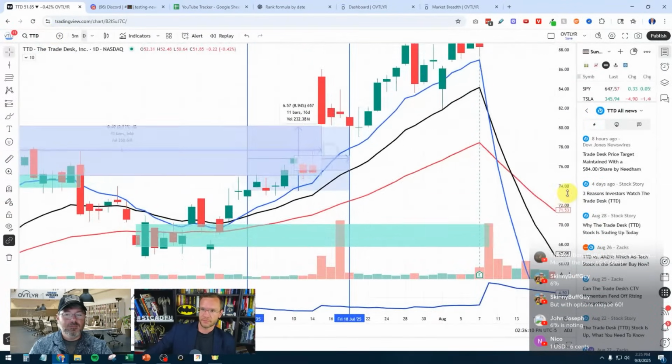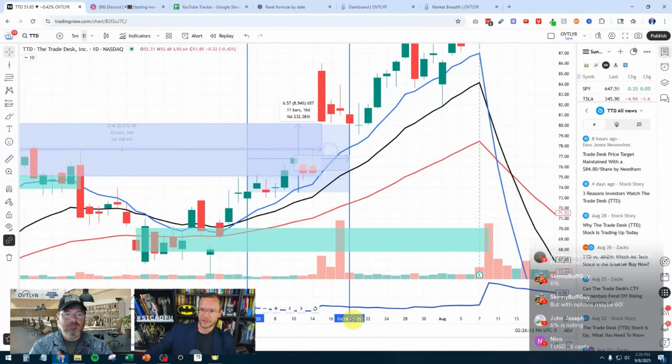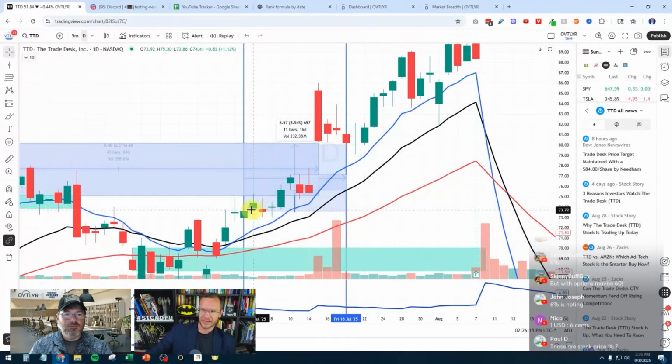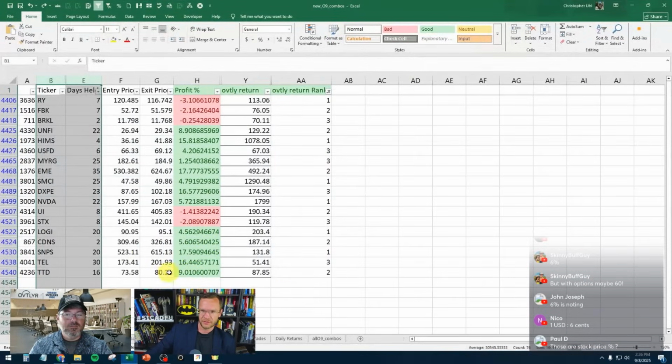And running from 7/2/25 to July 18th, what is this? 8.94% gain. Is that what I came up with? 9% gain, a little rounding here and there. So, Joe, if you had bought options on this, let's price out some options.